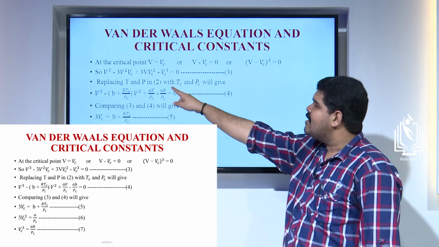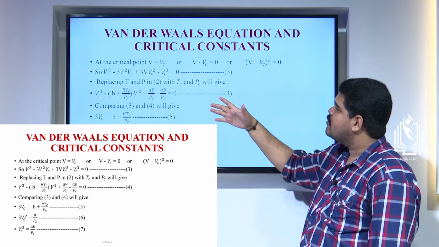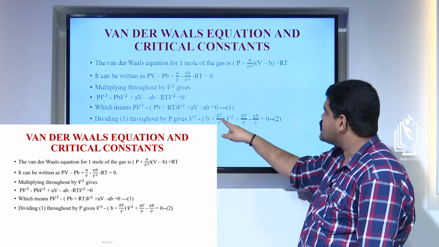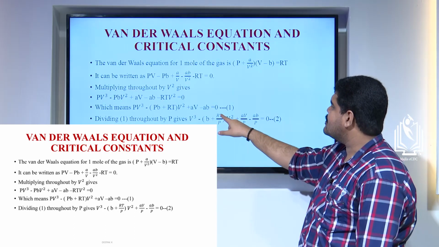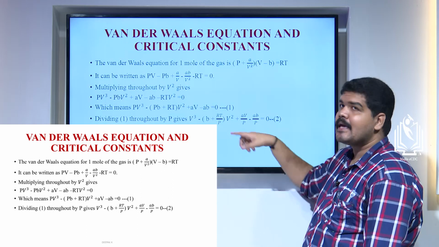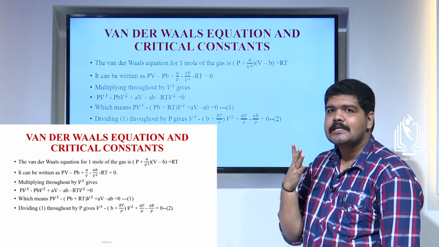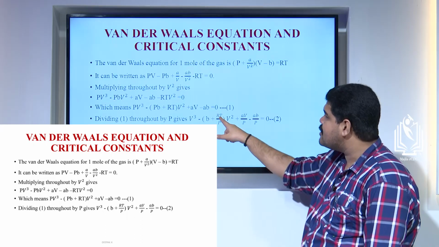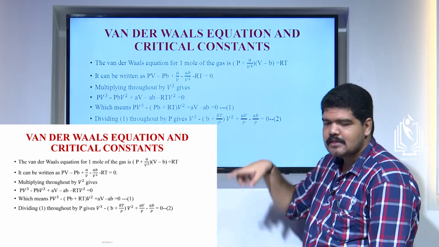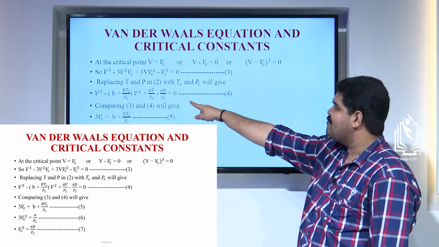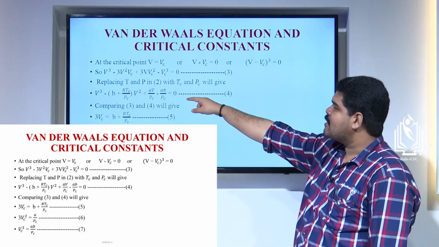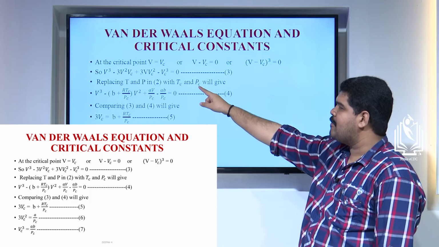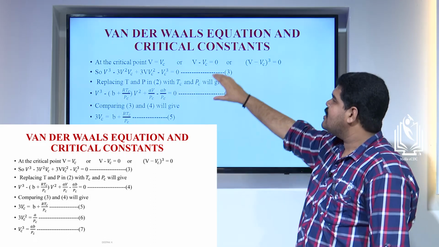And now, in the equation 2, we have already seen the equation 2 here. In this equation, what you are doing is you are replacing this temperature and pressure by critical terms, because we are applying critical conditions. So, temperature, pressure, volume all should be in the critical state. So, replacing T by Tc and P by Pc in this equation will give you V cube minus within the brackets B plus RTc by Pc V square plus AV upon Pc minus AB upon Pc is equal to 0.